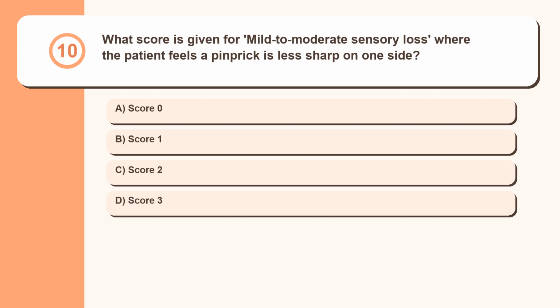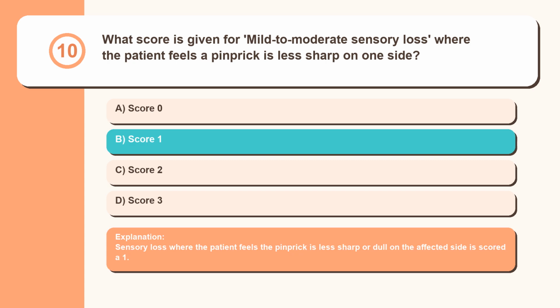Question 10. What score is given for mild to moderate sensory loss where the patient feels a pinprick is less sharp on one side? Score 0, score 1, score 2, score 3. Sensory loss where the patient feels the pinprick is less sharp or dull on the affected side is scored a 1.